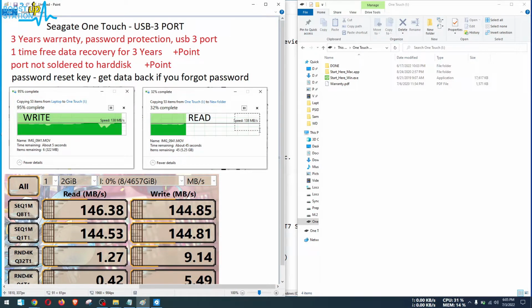And just to again point out the features of these Seagate hard disks, you can have a look at these: 3 years warranty, password protection, USB 3 port, one-time free data recovery for 3 years, port not soldered to the hard disk. So you can easily take out the hard disk from the casing and connect it to your other computers. And one more important thing that they give is a password reset key, due to which you can get your data back if you forgot your password. So these are the great features of Seagate hard disks.